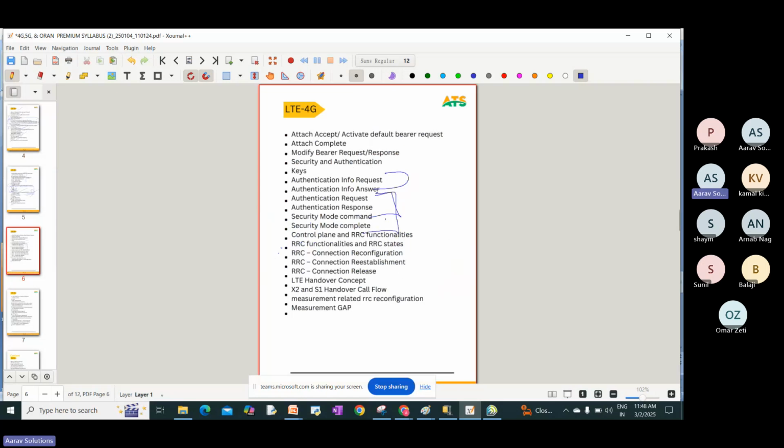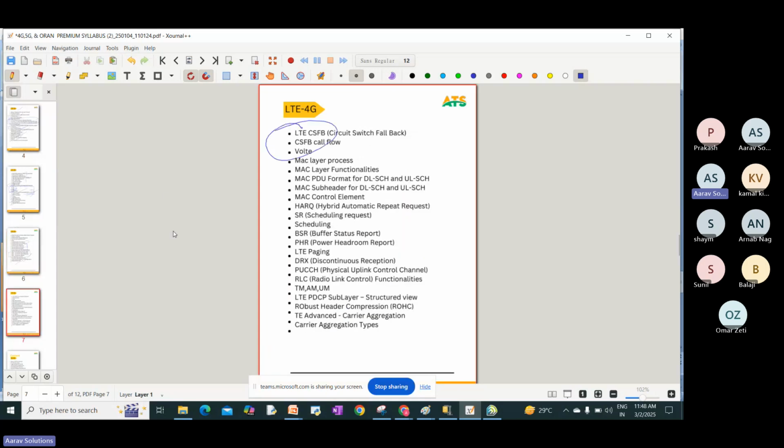And then we have the RRC part: RRC connection setup, how exactly we establish the RRC connection and move from RRC idle state to RRC connected state. Then we have handover, how many types of handover we have, S1 or X2. All these things we will discuss.